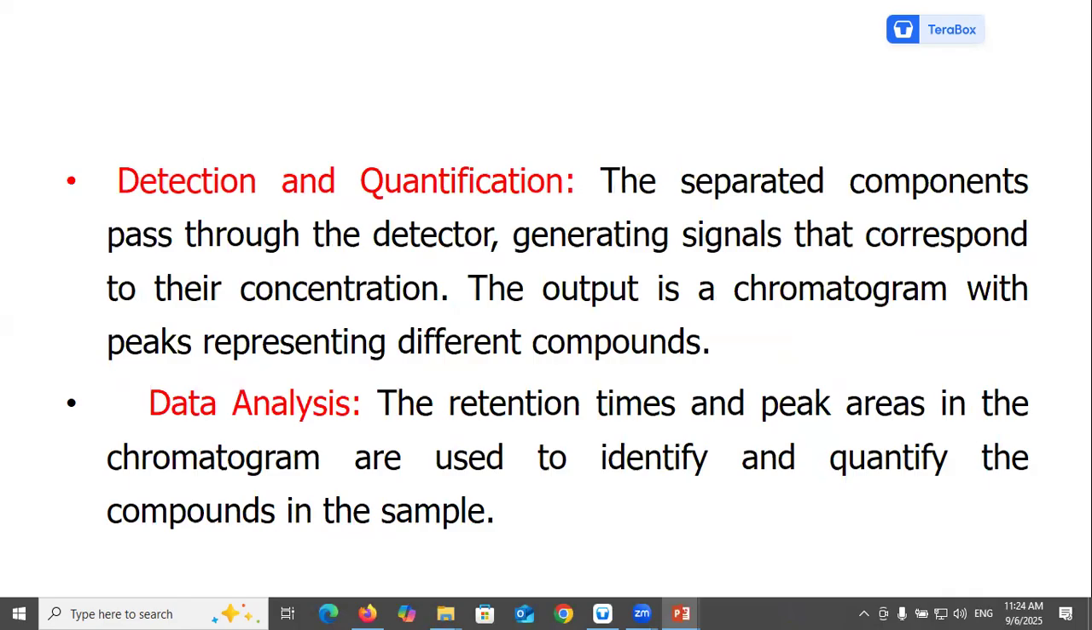Detection and quantification: the separated components pass through the detector, generating signals that correspond to their concentration. The output is a chromatogram with peaks representing different compounds. Data analysis: the retention times and peak areas in the chromatogram are used to identify and quantify the compounds in the sample.